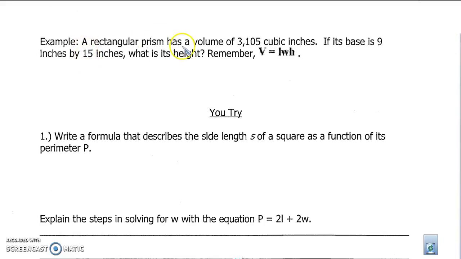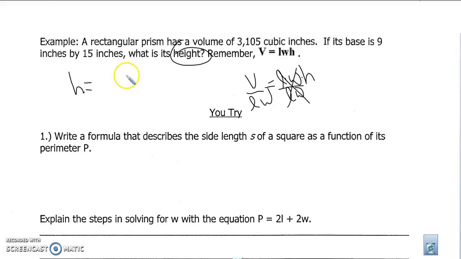A rectangular prism has a volume of 3,105 cubic inches. If its base is 9 inches by 15 inches, what is its height? Remember, volume is length times width times height. We're going to solve for height because they're asking for height. First look at the volume formula. These are all times, so you're going to isolate h and divide each side by LW. Opposite of times is divide.